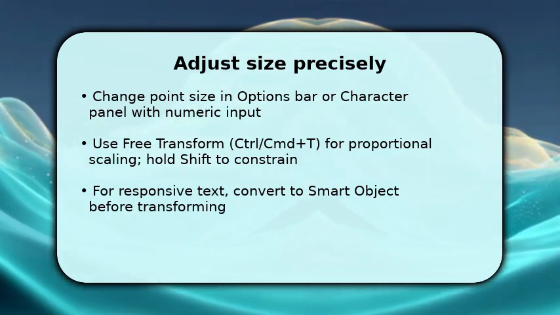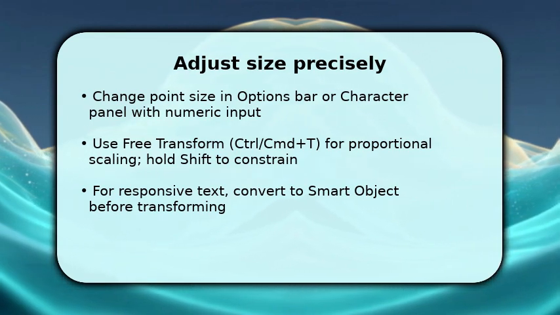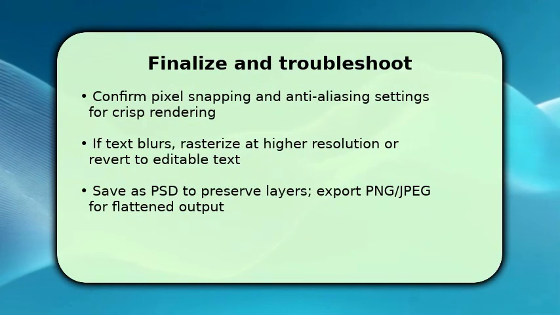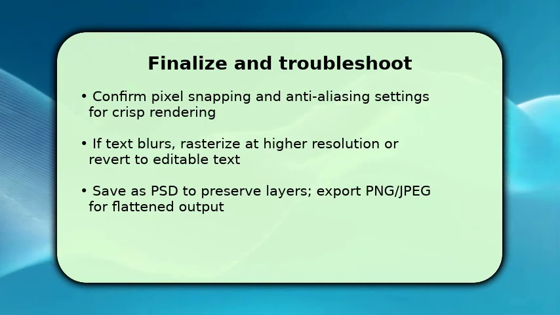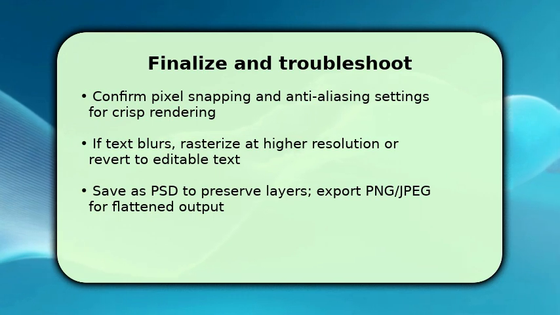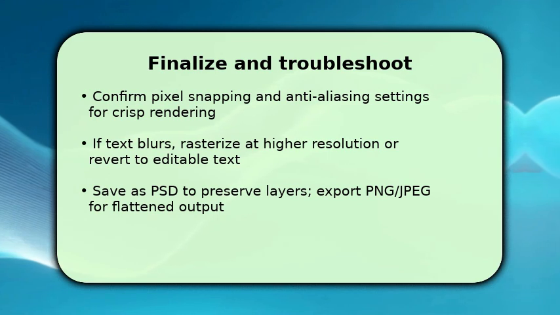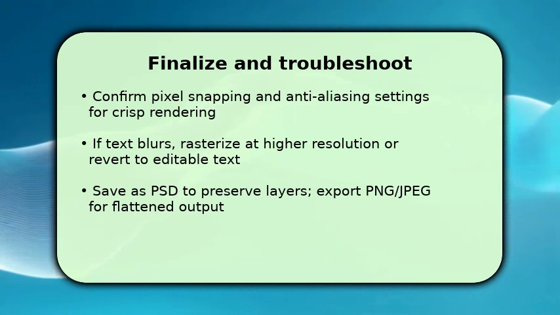Make sure kerning and leading still look correct after resizing. Finish by checking render quality. Ensure anti-aliasing and pixel snapping settings suit the output medium. View at 100% to confirm crisp edges. If the text appears blurry after scaling, undo rasterization or recreate the text at a higher document resolution, or rasterize only after achieving final size.